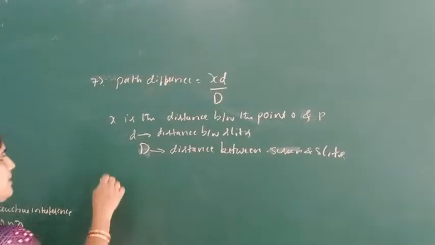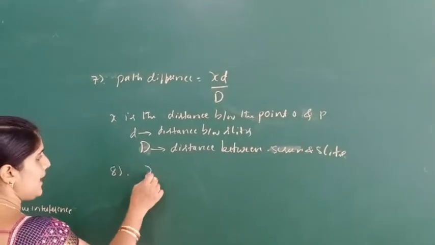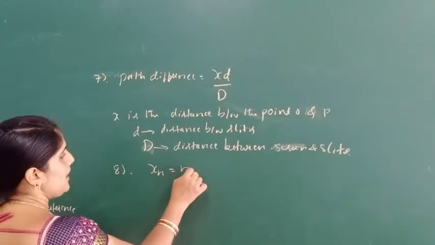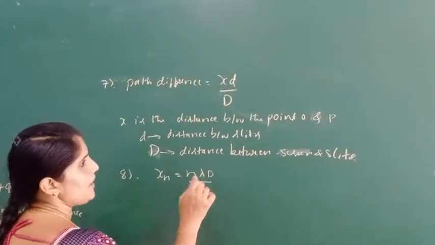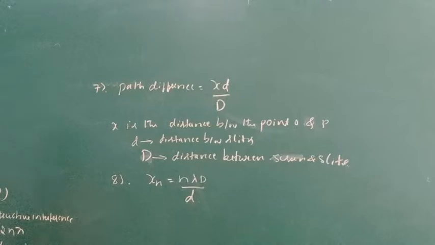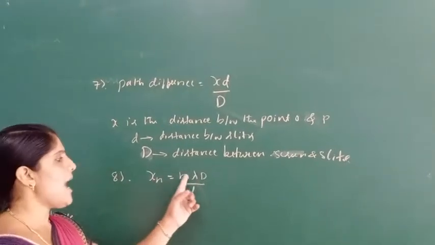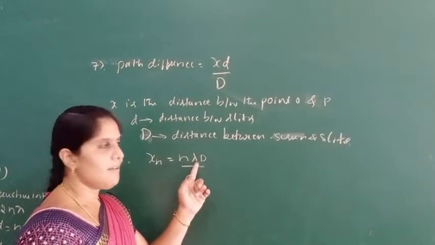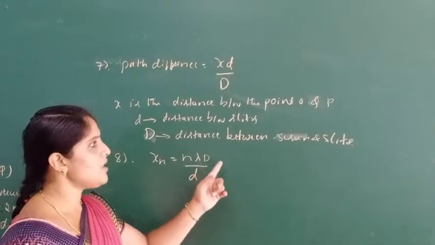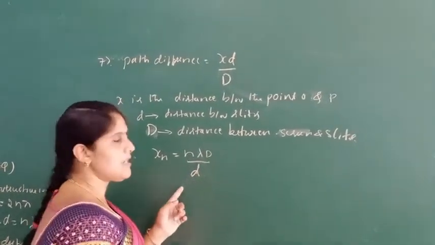For nth bright fringe, we have to write xn is equal to n lambda D by d. Here n is the integer, lambda is the wavelength, D is the distance between screen and source slit, small d is the distance between slits.